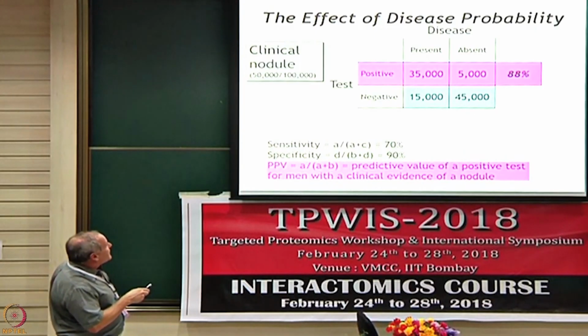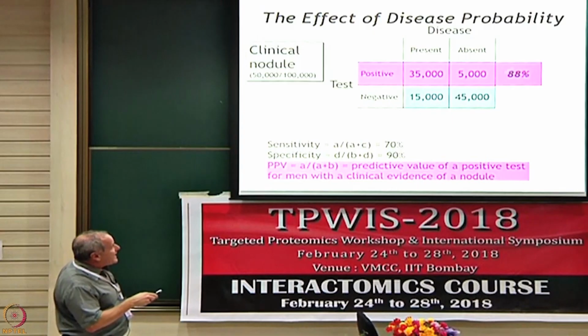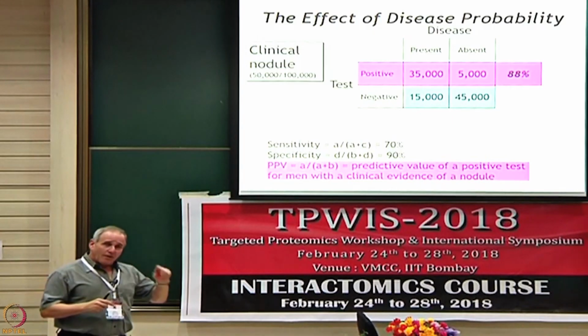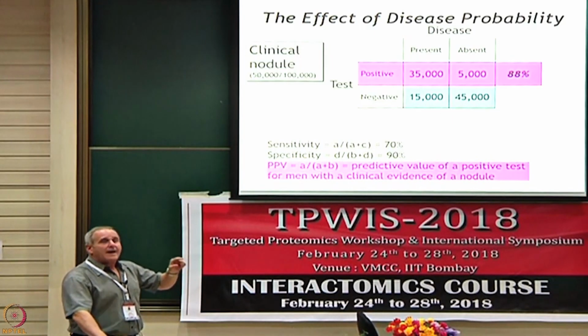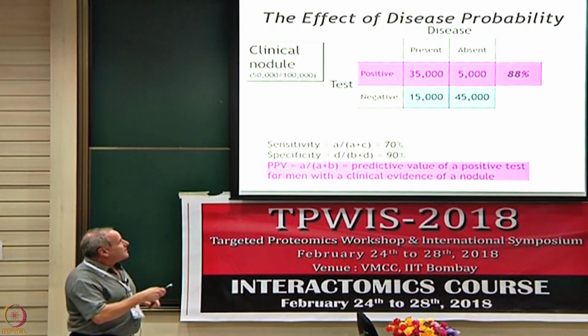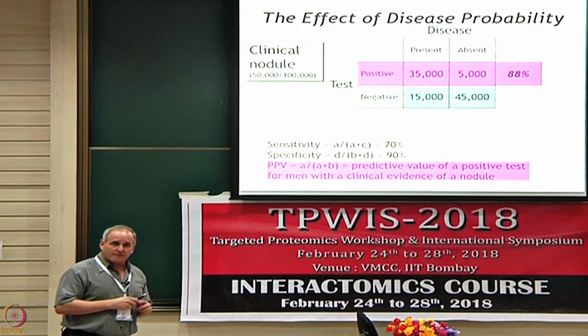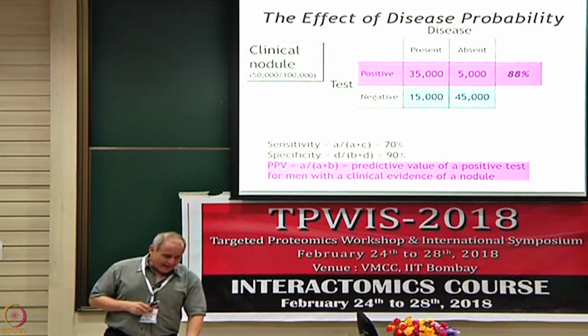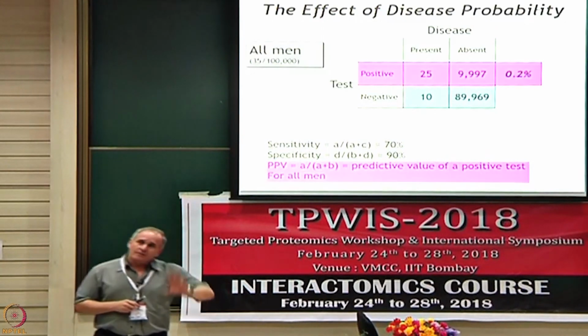So now do the math. If you do the math, the positive predictive value is 88%. So even though you already have a suspected mass, and even though this test has a 70% sensitivity and a 90% specificity, the predictive value is still not 100%, it's still about 88%. Okay? Now let's look at a very different population. We'll go to the other end of the spectrum.